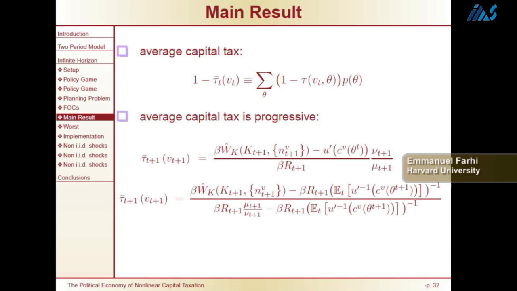Ex post? No, it's progressive in V. The average capital tax, let me be precise. Each agent has a productivity process, and it also has at every point in time a promised utility, the equivalent of his wealth, really. So the average capital tax is going to be progressive in wealth. But the dependence of the capital tax on theta, his shock tomorrow, is typically not progressive. It's typically, in this implementation, regressive, actually.